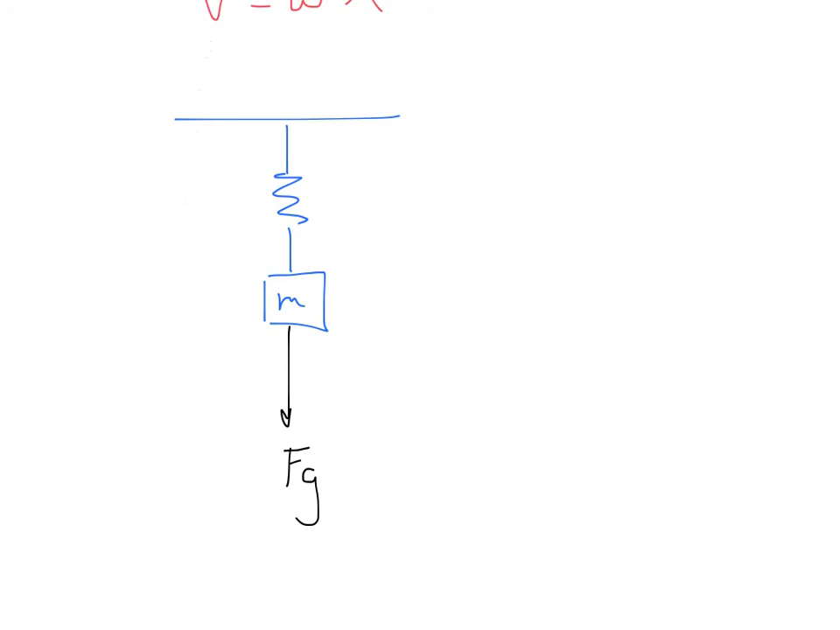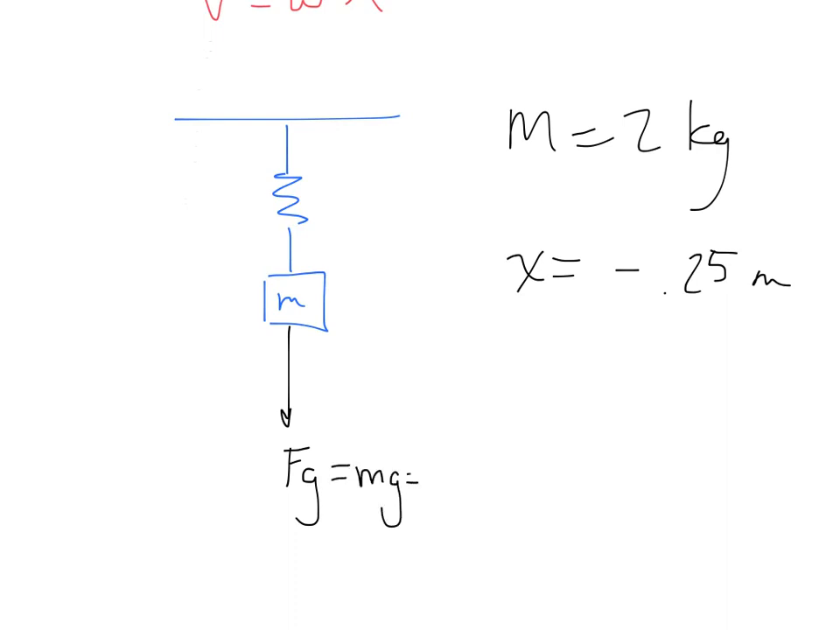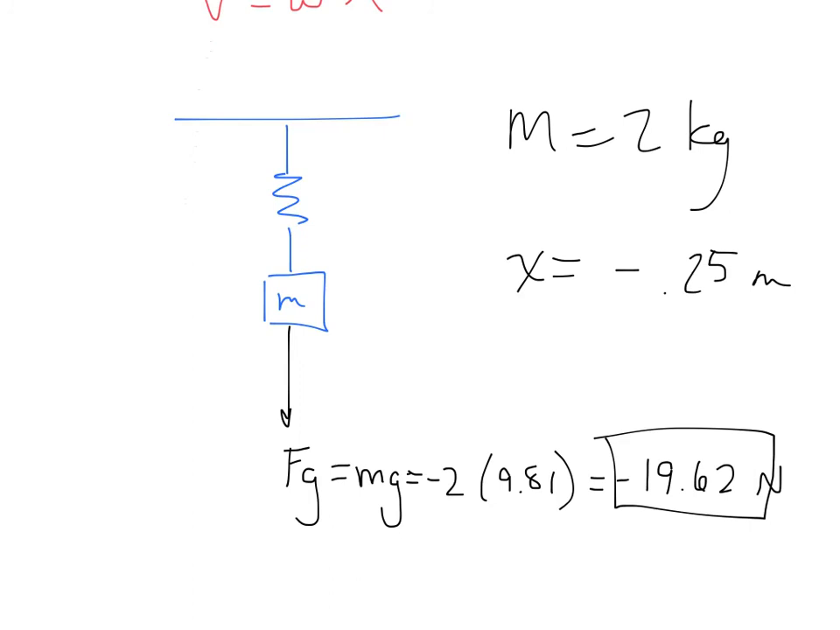So for an example like this, say I give you a mass of 2 kilograms, and that mass causes a displacement of negative 0.25 meters. You can't use Hooke's law right away. You need to first do this. Now, this force is acting down, so it's negative. So I'm going to put a negative here. This 19.62 is not my answer, I'm boxing it though, it is the force acting down on the spring as a result of the mass.